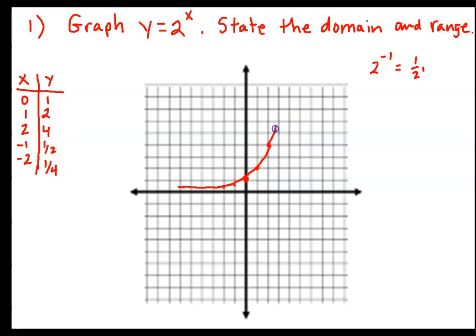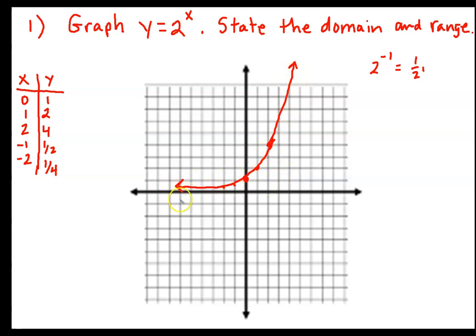We say that this graph is increasing. So for graphs that are increasing, we're always talking about from left to right. They are approaching positive infinity as x approaches positive infinity. All right, so this graph is increasing.